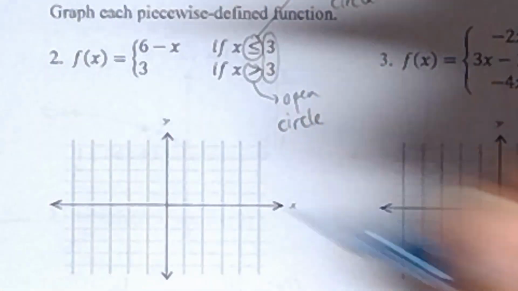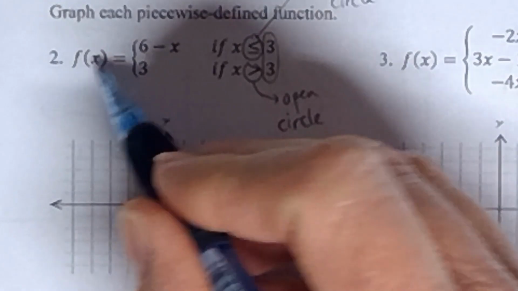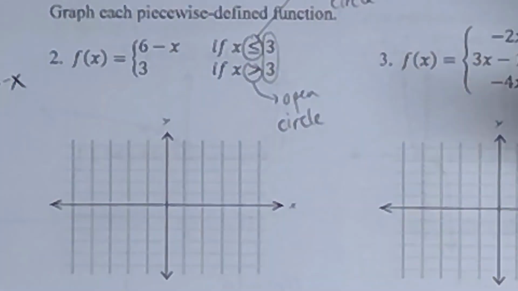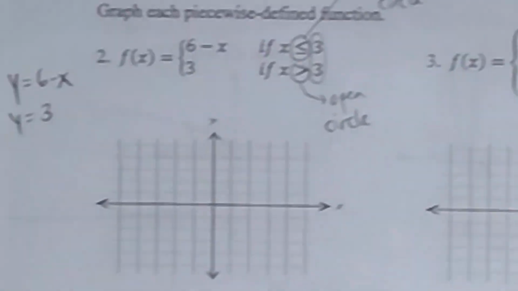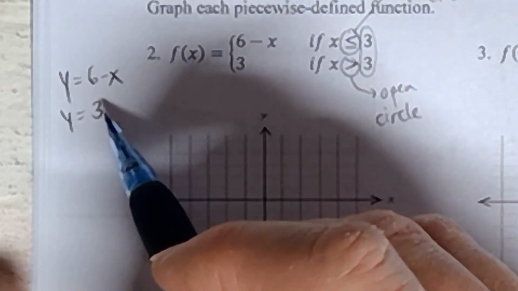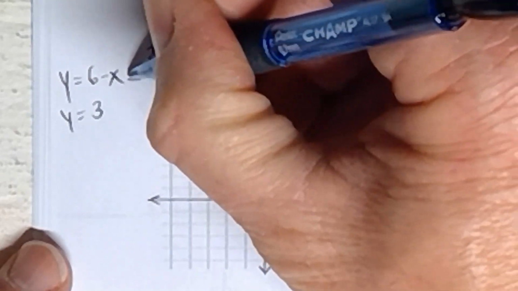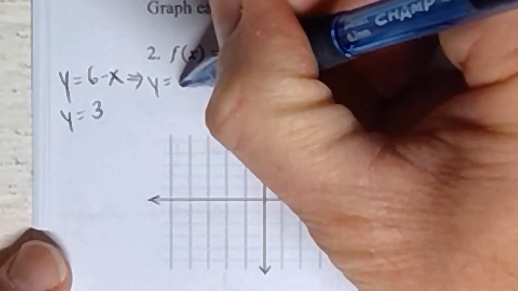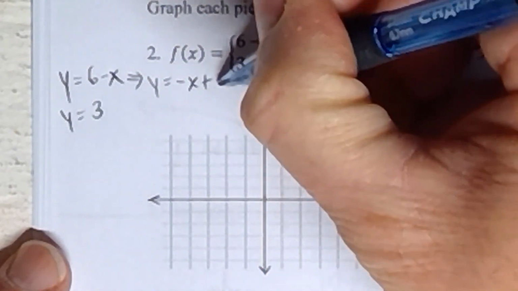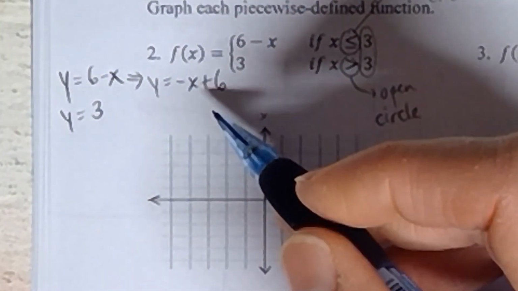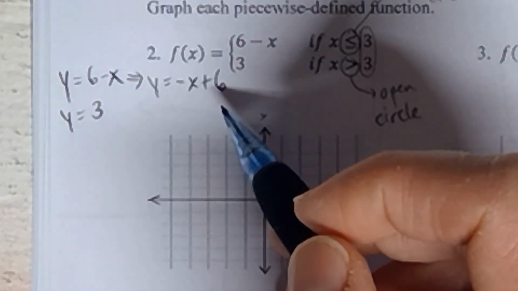And then we've got 2 different formulas here. We've got f of x, which is the same thing as y equal to 6 minus x, and then we've got f of x, which is the same thing as y equal to 3. Sorry, that fell off the screen there. There we go. Now remember, 6 minus x is the same thing as negative x plus 6, just reversing the terms around.